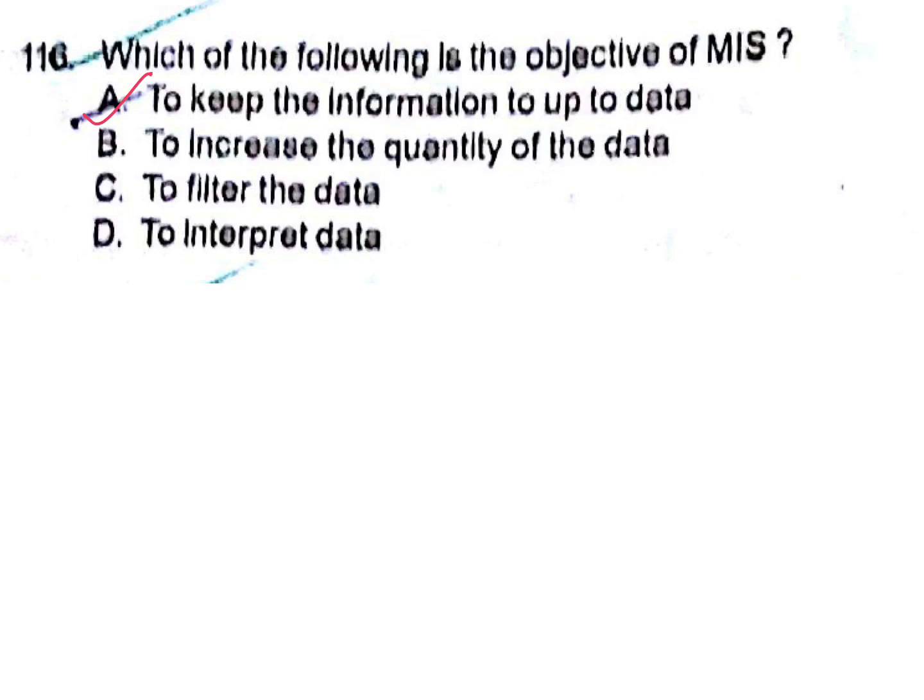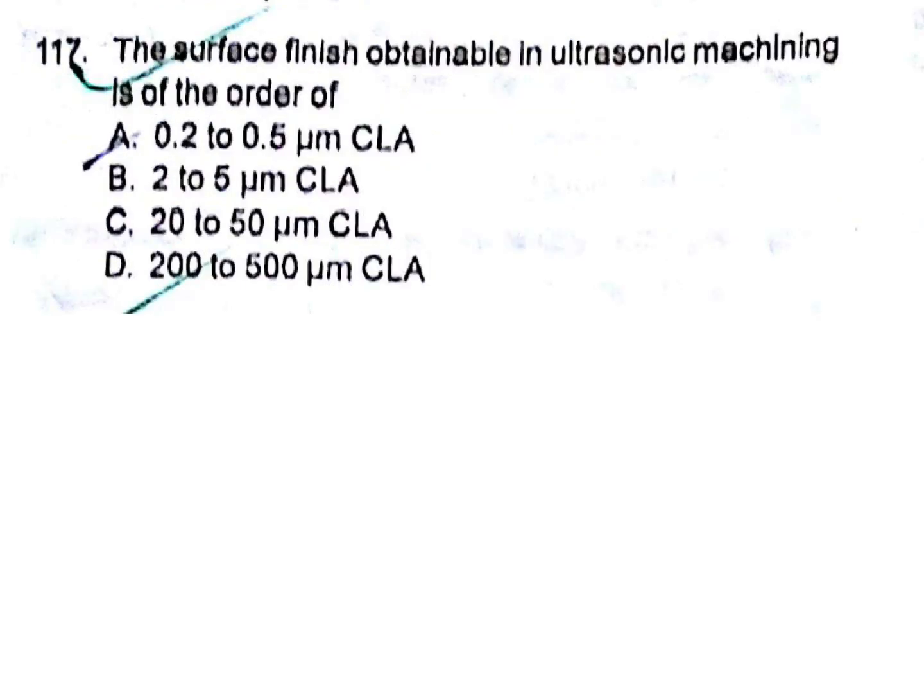The surface finish obtainable in ultrasonic machining is of the order of, USM, ultrasonic machining. Answer is A. 0.2 to 0.5 micrometer or micron CLA, center line average.